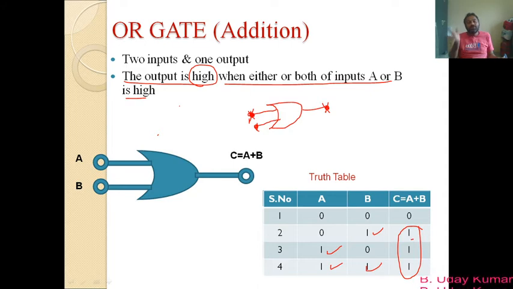So that means if any one of the input is high or both the inputs are high, then automatically the output of the OR gate will be high. So this becomes the definition of OR gate. I hope it is clear. So similarly, we try to understand what is AND gate, and we also try to understand what is NOT gate.